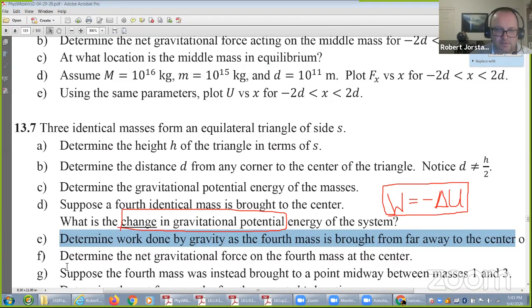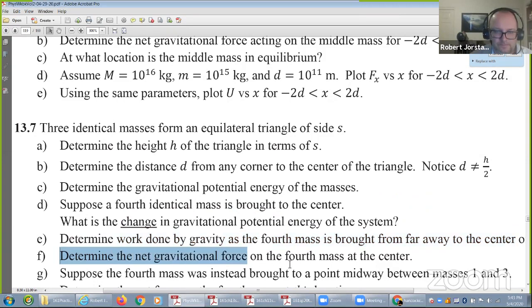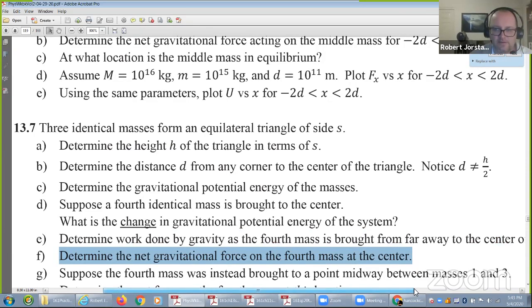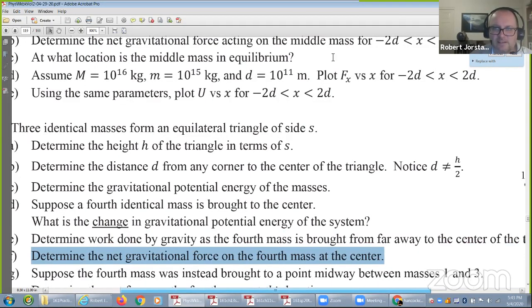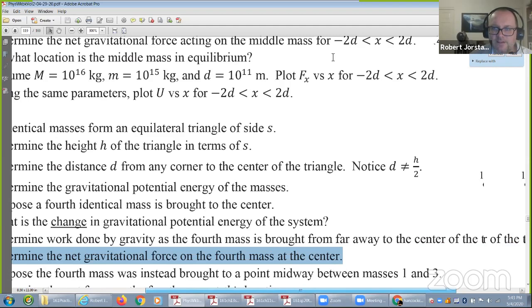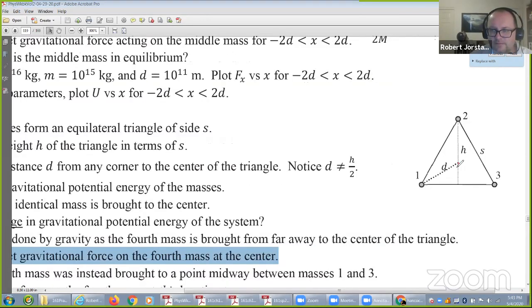Now check this one out. This goes to Phil's question. He was wondering why I was doing all this work. It was because I knew at part F I was going to ask this question: net gravitational force on this mass at the center. So think to yourself, I could get the force due to this one, the force due to this one, and the force due to that one. This one looks bad, so I'm going to redo it.